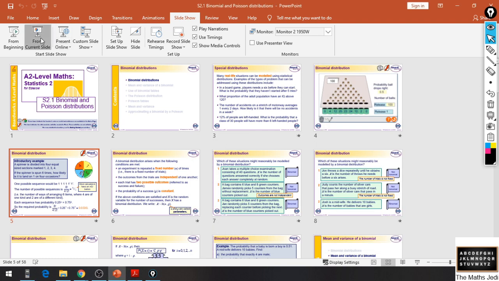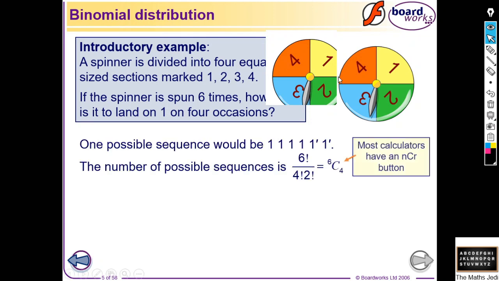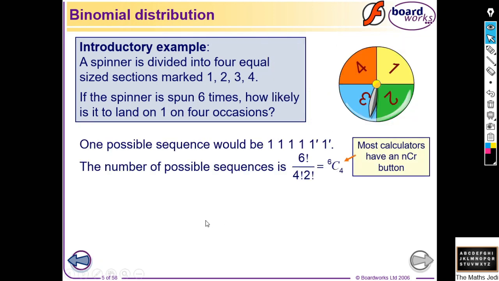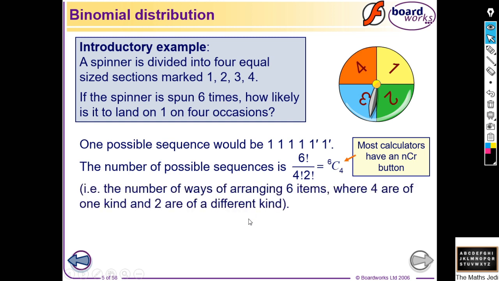Back to the PowerPoint, and then we're going to just click that. So 6 choose 4 was what we were looking at. That's the number of ways in which you can have this sequence occur, because you could have had 1 followed by not 1, not 1, 1, 1, 1. You could have had not 1, not 1, 1, 1, 1, 1. This is the amount of ways of this sequence occurring. It's quite a number of ways if you work it out. It's arranging 6 items where 4 are of one kind and 2 are of a different kind.